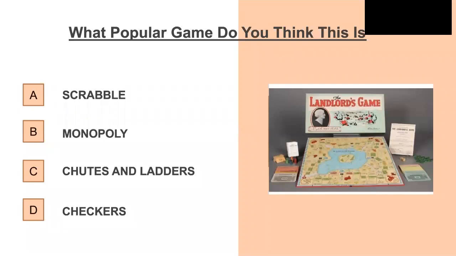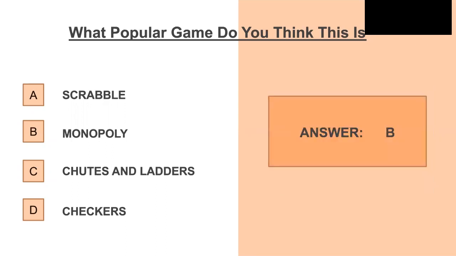What popular game do you think this is? A. Scrabble, B. Monopoly, C. Chutes and Ladders, D. Checkers. The answer is B. Monopoly.